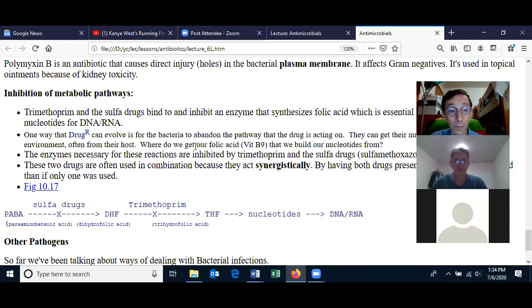Let me state that when trimethoprim and a sulfa drug are used, they're usually used together in combination because the two drugs act synergistically, meaning that if you use one, it will work better when the other one is around, meaning the two work better together than they do by themselves.